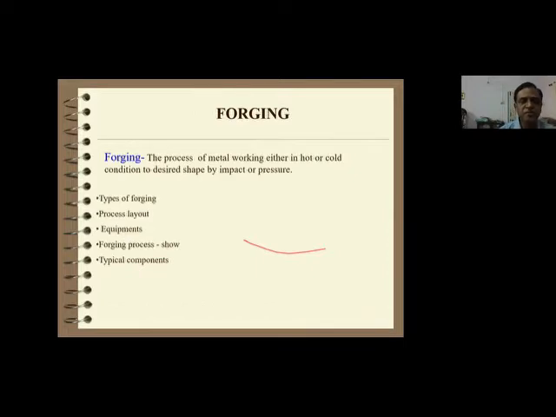Now coming back to forging, the process of metal working either in hot or cold condition to a desired shape. That is what forging we have just understood. So we now have to see the different types of forging, then their process layout, equipment, forging process, and what typical components are normally made by forging.